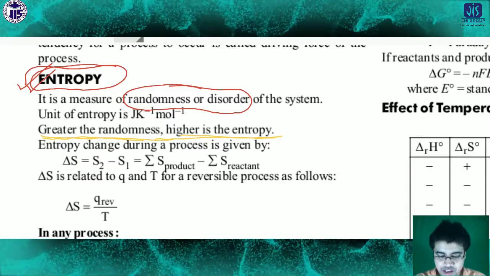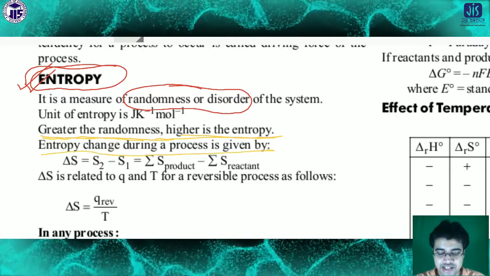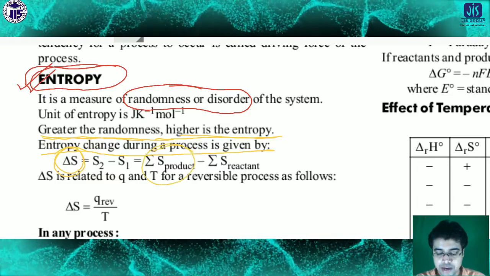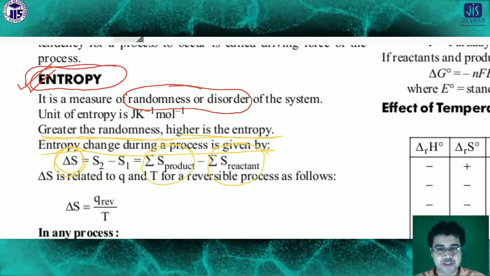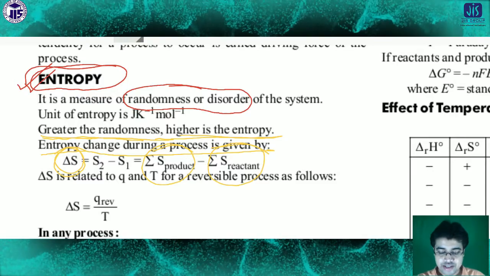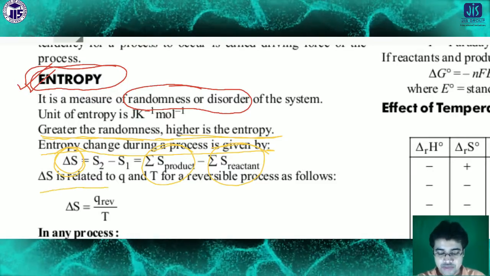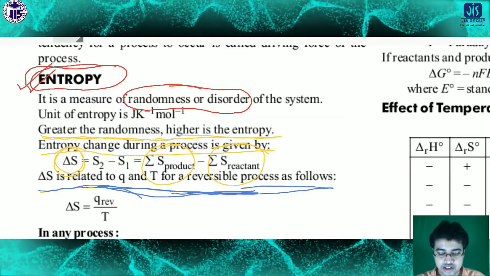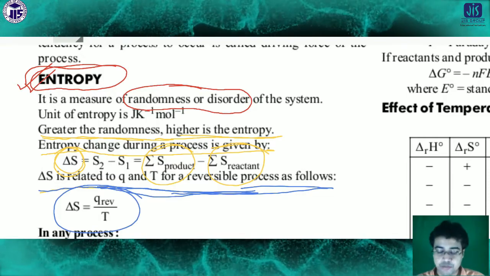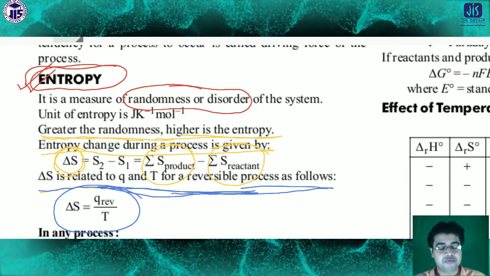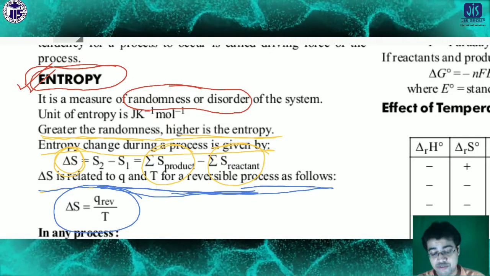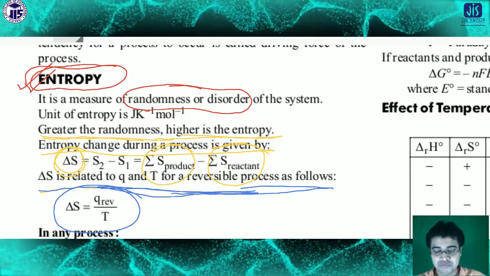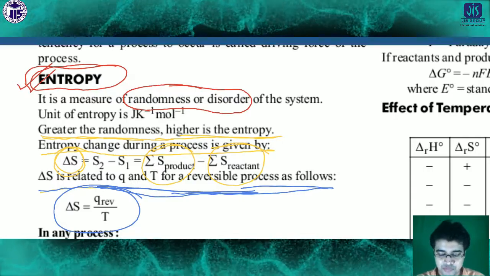Entropy change during a process is given by delta S equals S2 minus S1, that means S product minus S reactant. You have to keep in mind this fact: delta S is related to T for a reversible process as follows: delta S equals Q reversible divided by T. This is a very important fact. The change of entropy equals delta Q reversible over T, that is, related to Q and T, and obviously it holds in the reversible process. You have to keep that fact in mind.